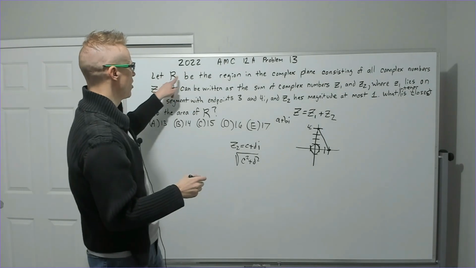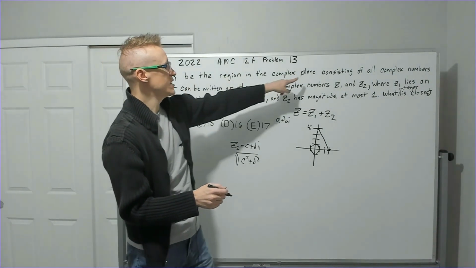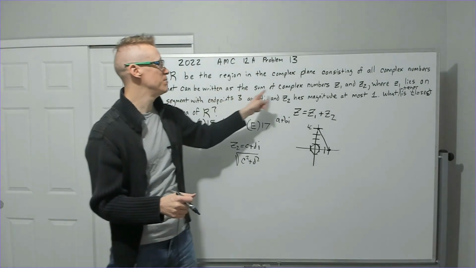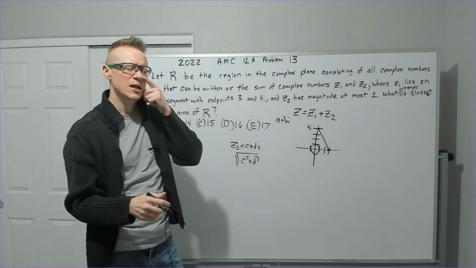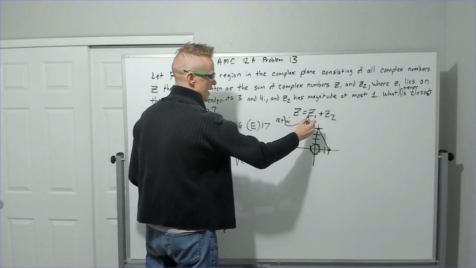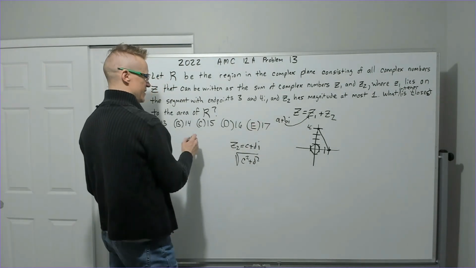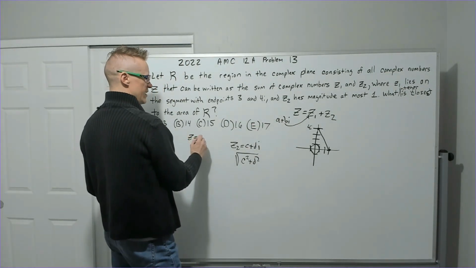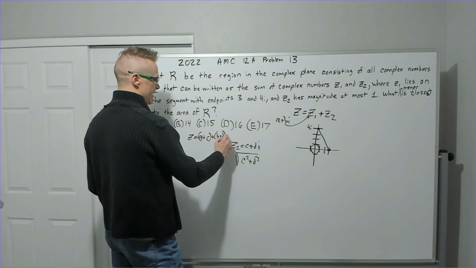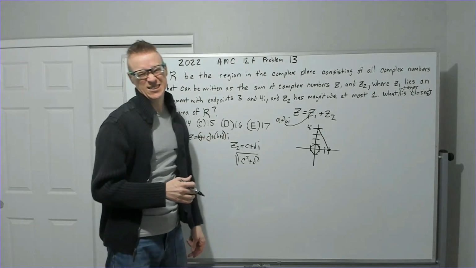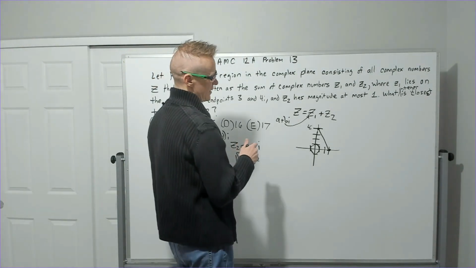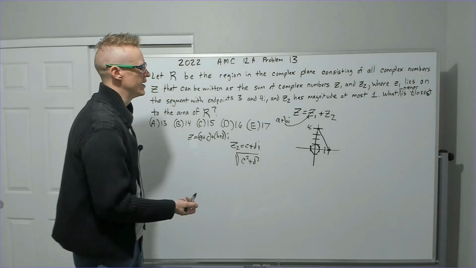Again, one more time, R is the region consisting of all complex numbers Z that can be written as the sum of these two. So I thought about how I would want to represent this if I made that one this and C plus DI. I was like, Z will equal A plus C plus B plus DI, and I thought, that doesn't look that great. So I decided, what is really going on here?